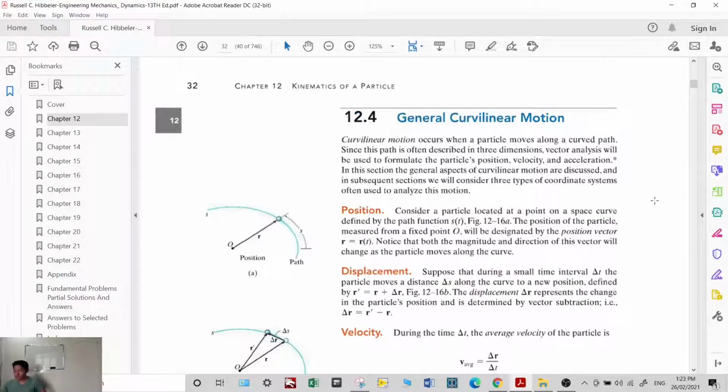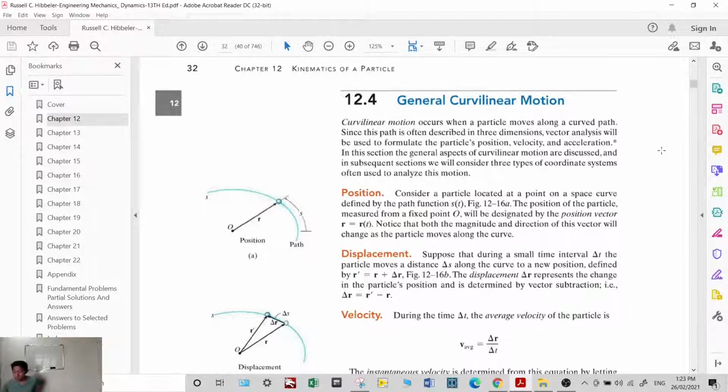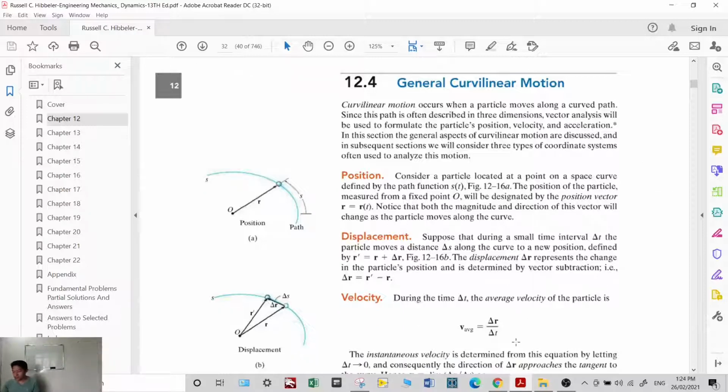So curvilinear motion occurs when a particle moves along a curved path. Again, our objective is to define the object's position, displacement, velocity, and acceleration. So in general, we can get these values using these equations right here. However, later on we will be discussing three types of coordinate systems in order to characterize the motion of the object.